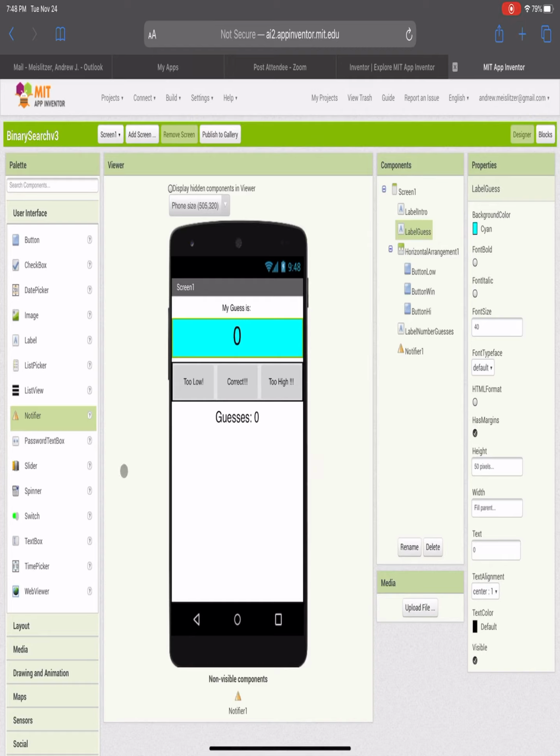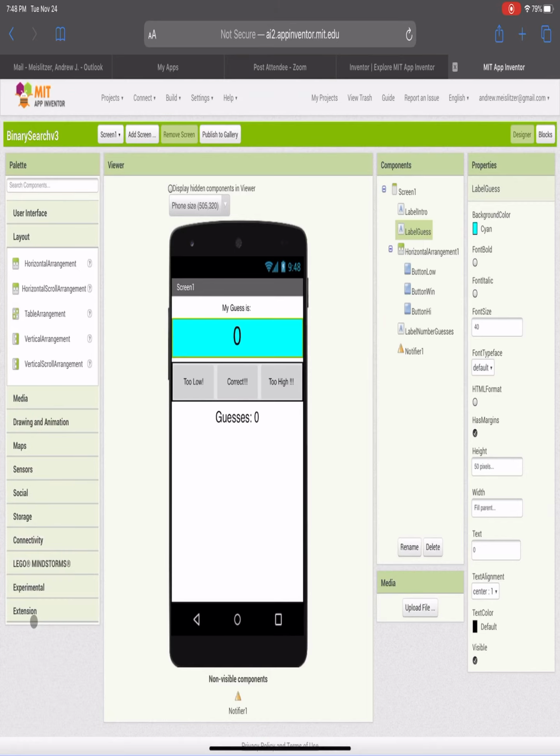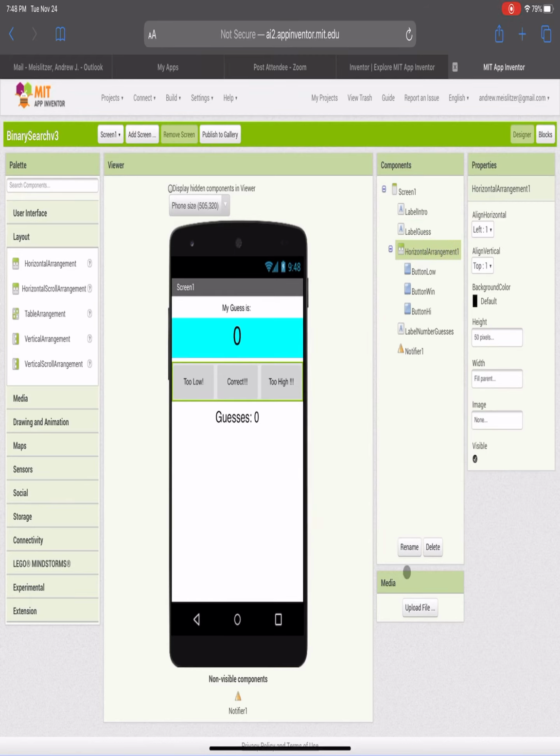All right, so what I'm going to do for that, the first thing is I used a horizontal arrangement, and I dragged and dropped the horizontal arrangement right there. And as you can see on the right hand side here, I changed the height of the horizontal arrangement to 50, and I changed the width of the horizontal arrangement to fill parent.